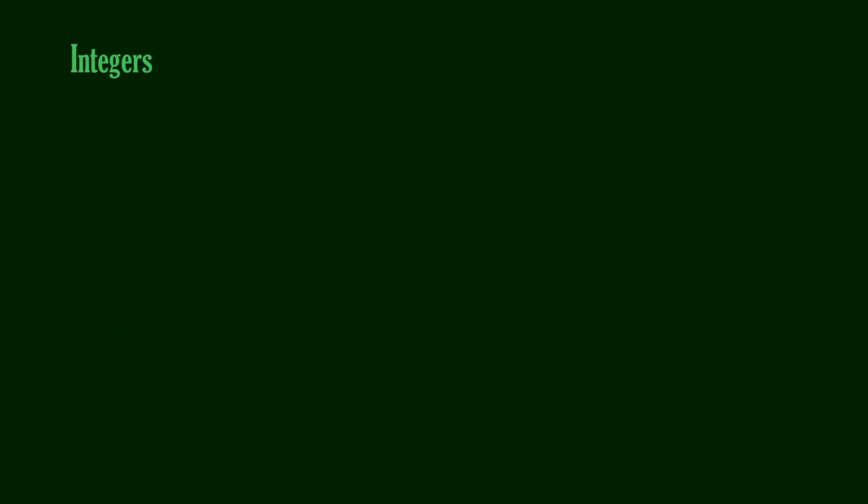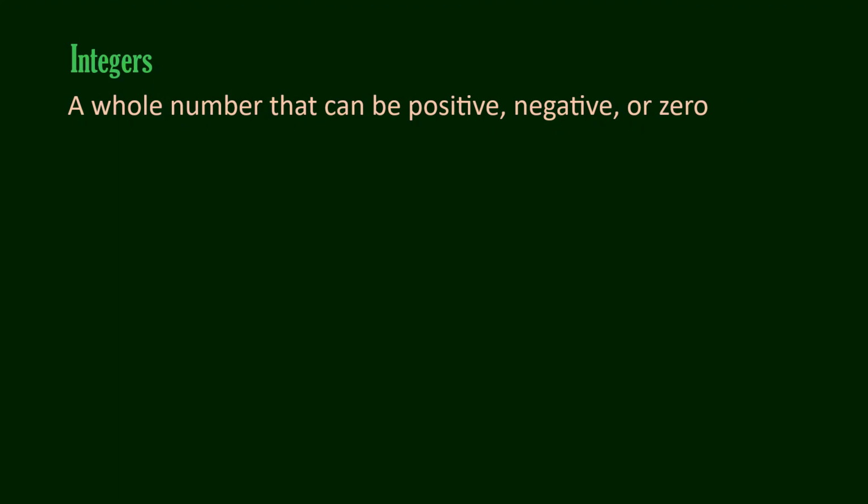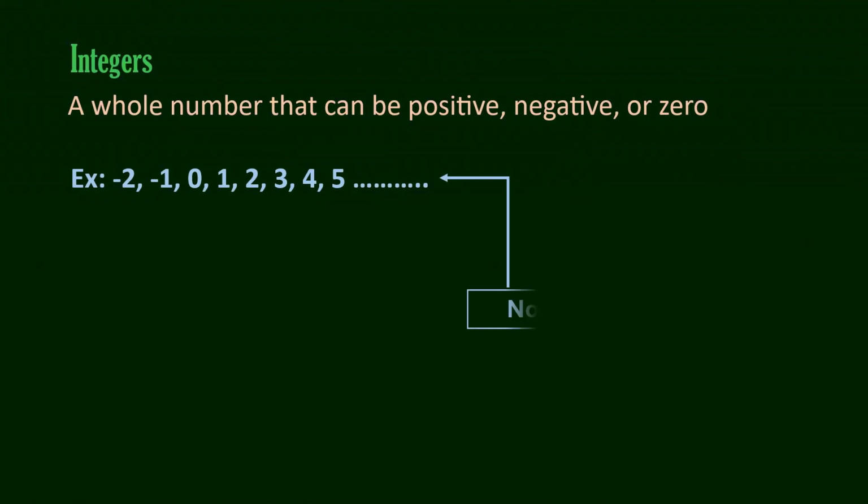Then the next one, integers. What are integers? An integer is a whole number that can be positive, negative, or zero. All these numbers are called integers, whole numbers, not decimal places. For example, -2, -1, and so on. And the main thing is that these are not fractions. These cannot be fractions.